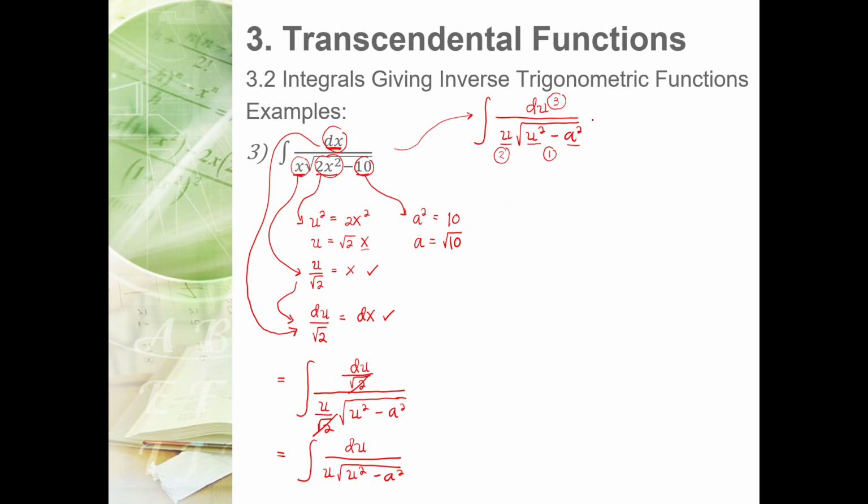So again, by answering the equation, by formula, that's 1 all over a arc secant u over a plus c. Then bring back the value of your u parameter and a parameter. So you have 1 all over square root of 10 arc secant, where your u parameter is square root of 2x all over square root of 10 plus c.